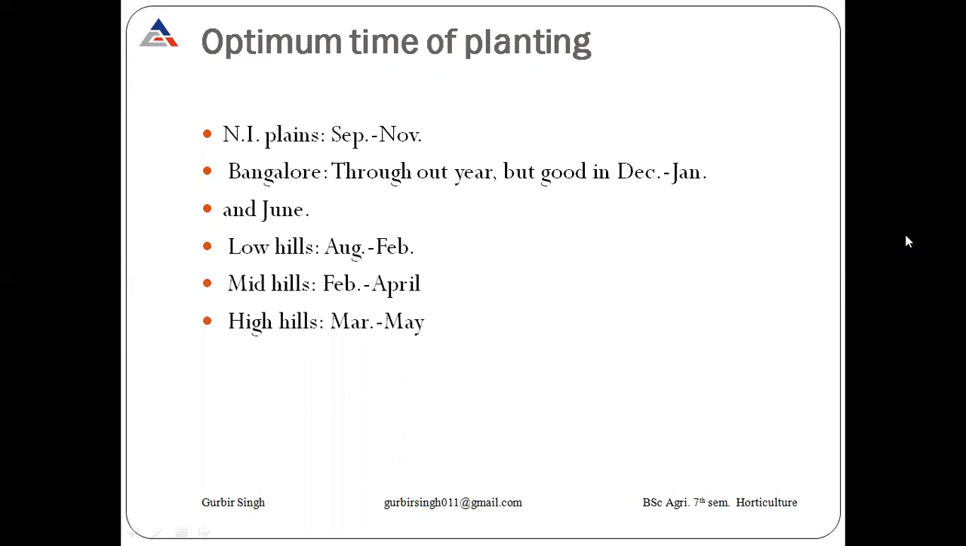Next is optimum time for planting. The optimum time of planting for the North Indian plain is September to November, Bangalore throughout the year, but the good quality is produced during the month of December and January and June. Optimum time of planting for the low hill is August to September, for the mid hill is February to April, and high hills March to May.